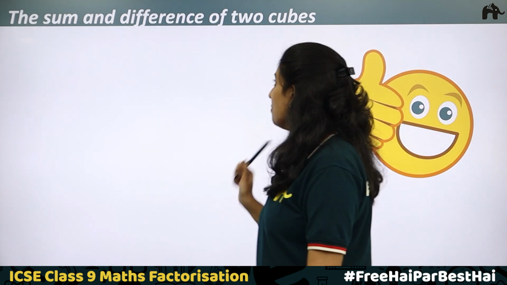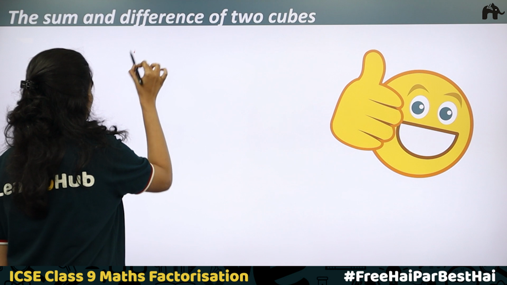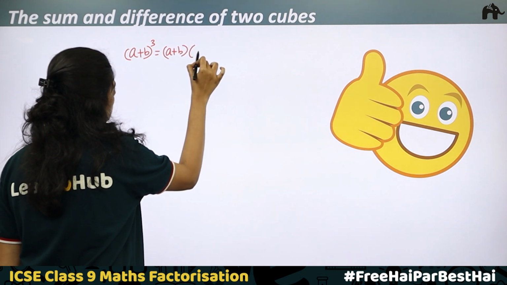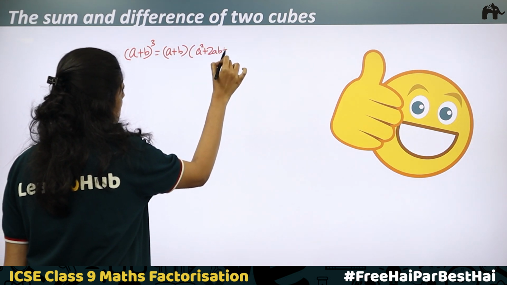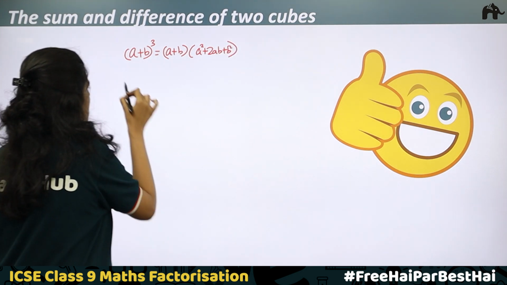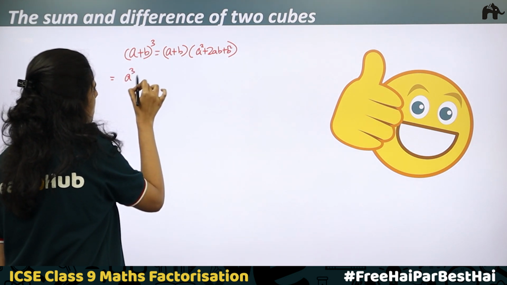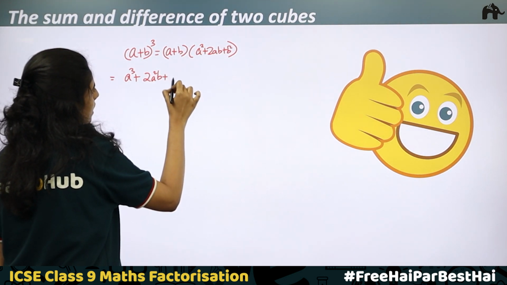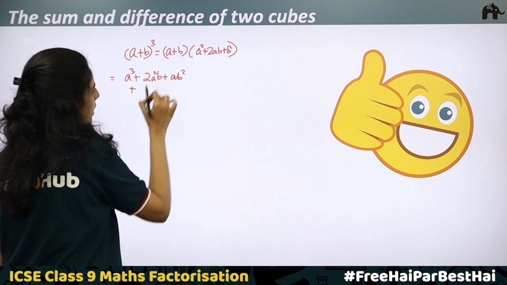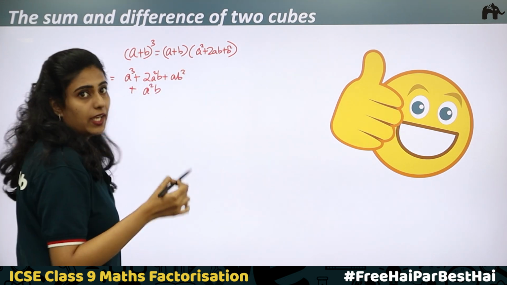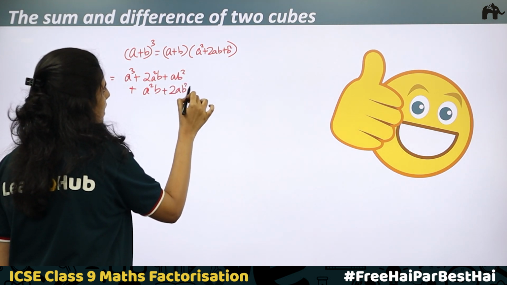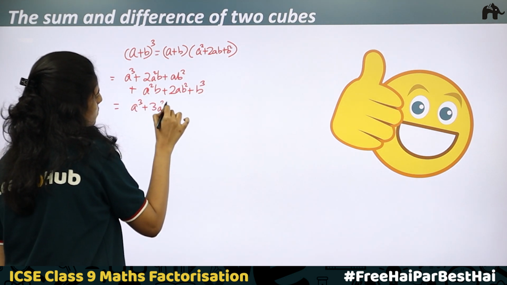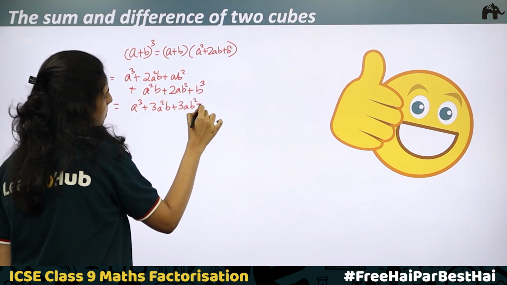Next method of factorization is sum and difference of two cubes. What is (a plus b) whole cube? (a plus b) whole cube is equal to (a plus b) into (a square plus 2ab plus b square). Which is equal to a into a square, a cube, plus a into 2ab, 2a square b, a into b square, ab square, plus b into a square, a square b, b into 2ab, which is 2ab square, plus b into b square, b cube, which is equal to a cube plus 3a square b plus 3ab square plus b cube.